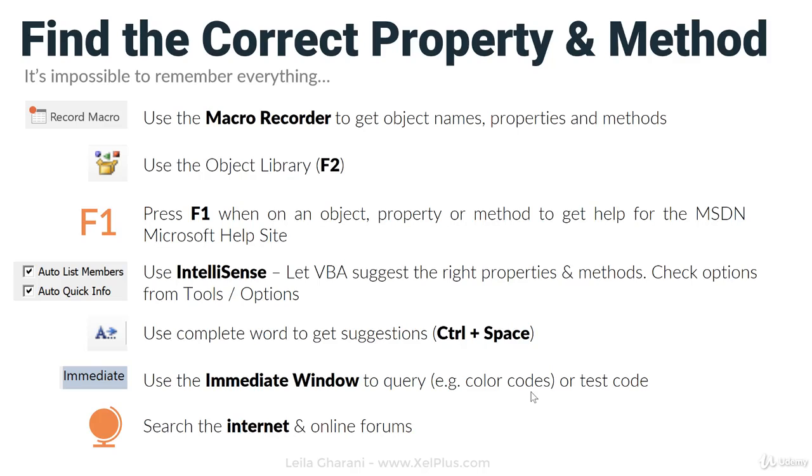Now I've put here that I use the immediate window often to query color codes. That's something that we're going to take a look at in the next section when we look at the most common properties of the range object.